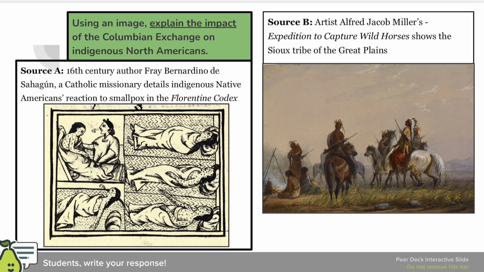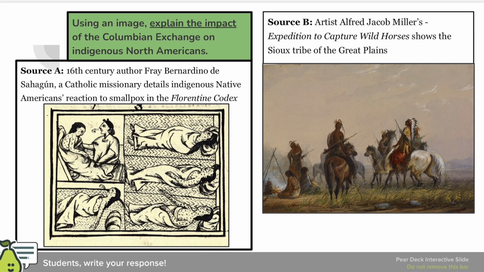Okay, so first on this slide, read the prompt. This is the prompt up here. Using an image. So do we have to use the image to answer the question? Yes. You can't just look at this image and say, well, I'm not going to talk about smallpox at all, because the image is talking about smallpox. And it says you need to use this image to answer the question. The question being, explain the impact of the Columbian exchange on the indigenous North Americans.